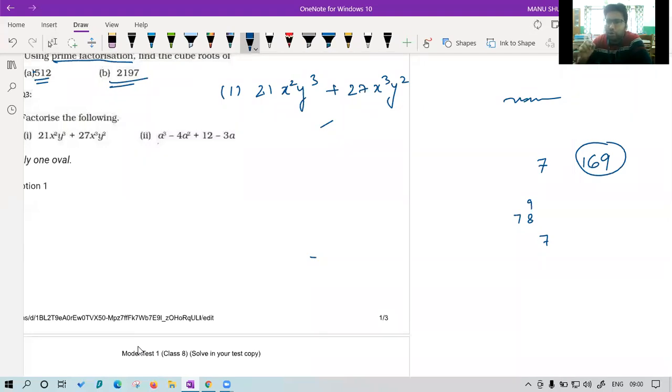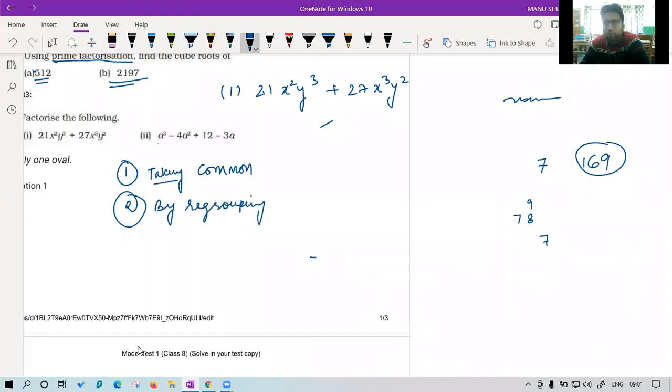If you remember, I told you factorization is done in 4 ways. The first way is by taking, what? Please confirm. The first process of factorization is by taking common. Very good. The second method was by, class please confirm, regrouping. Very good. So these are the steps that we should try.